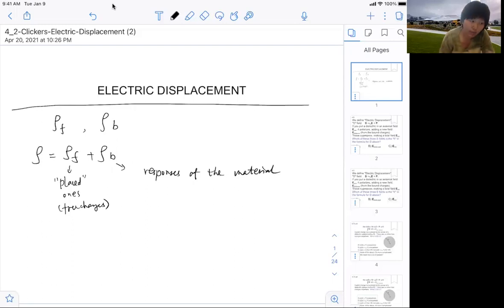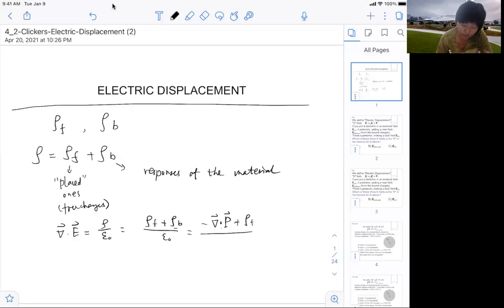So if we look at Gauss's law, divergence of E is equal to rho over epsilon naught. Now this rho will include both the free and the bound charges. So it's going to be rho free plus rho bound together over epsilon naught. Recall the volume density of the bound charges can be rewritten using the divergence of the polarization P. So this can be rewritten using this, plus the free charges over this.